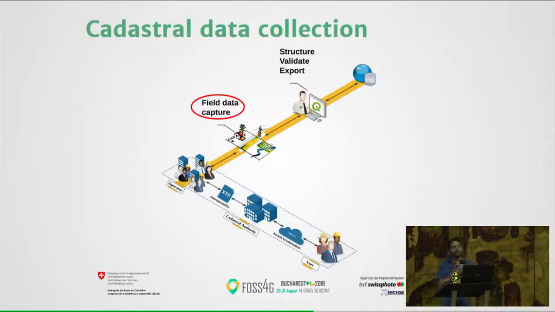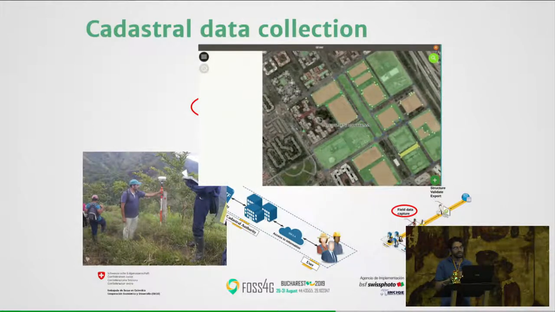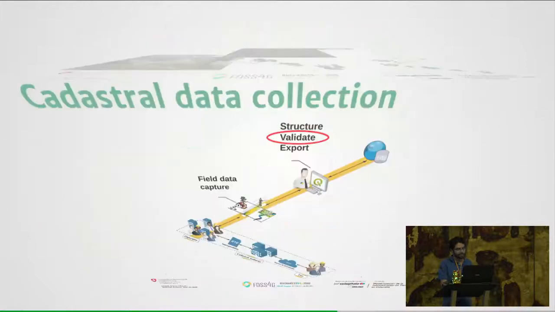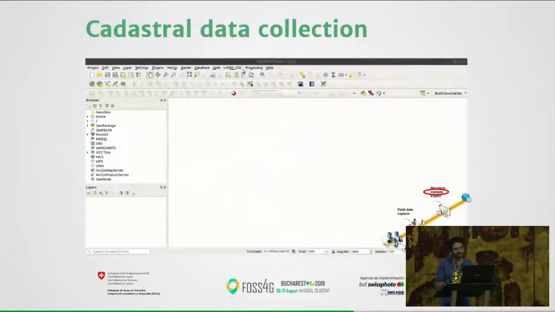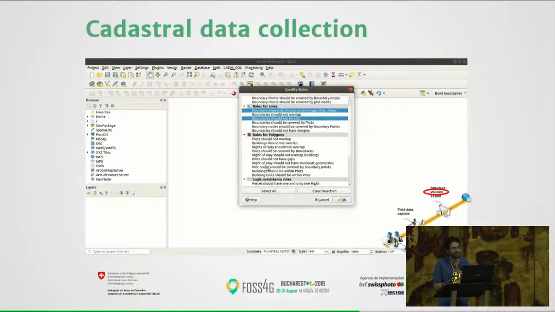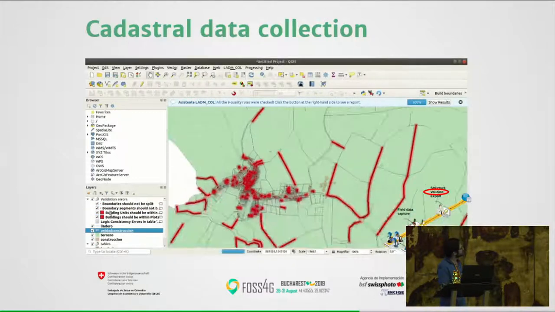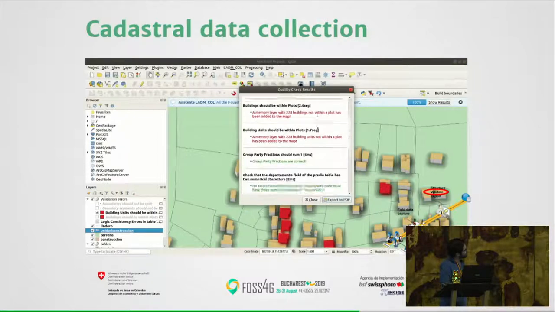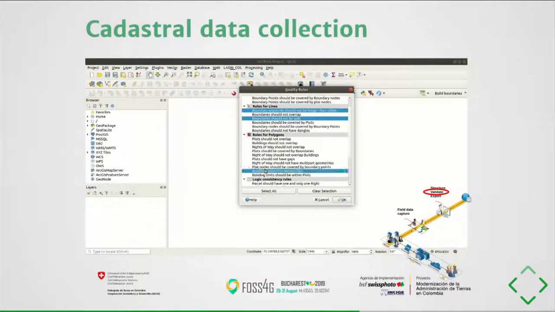Private operators are in charge of collecting physical, legal, and socio-economic data. So they go and capture data in the field. As I said, they can use their own technology stack, but they, of course, can use the tools that we offer. Then they go to the office to structure and complete the data. They validate topological and logical consistency of the data before exporting them. And finally, they send their exported data to the authority.